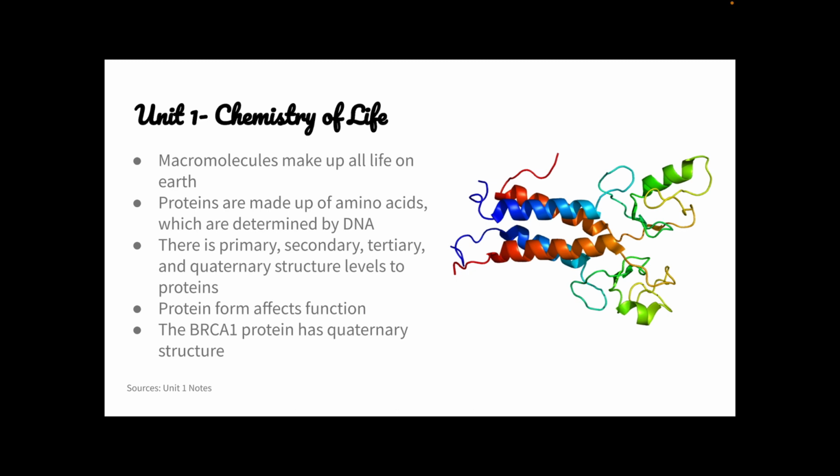So primary structure is just your string of amino acids. There's no folding of any kind. It's just your entire string of amino acids. Secondary structure is when your sequence of amino acids starts to fold up because of hydrogen bonds between amino acids, which is the bonding of hydrogen and oxygens. It's a weaker bond. It's between hydrophilic molecules.